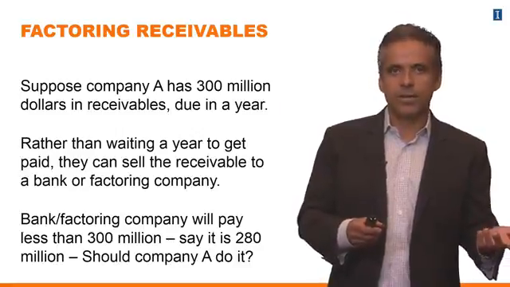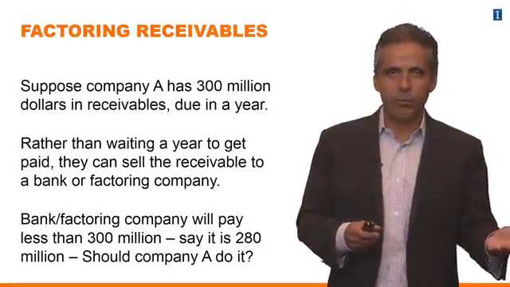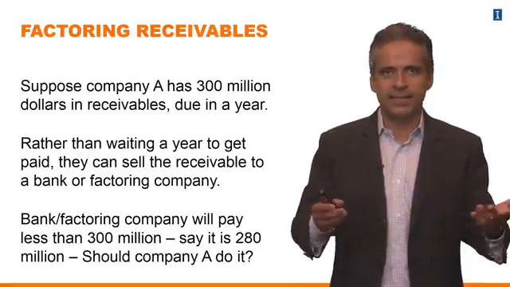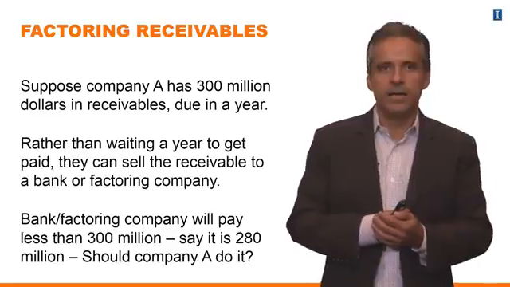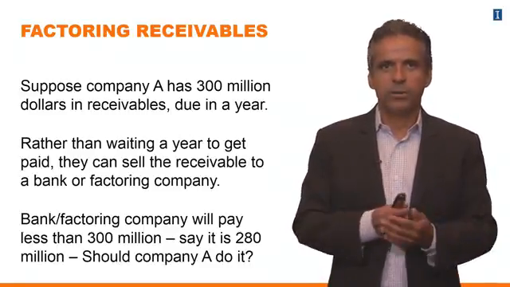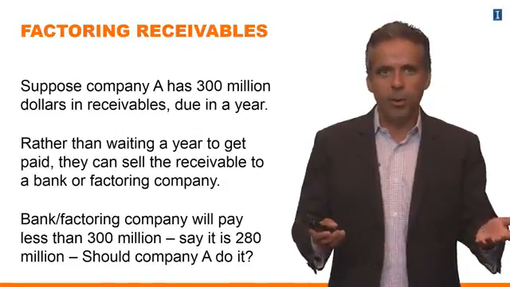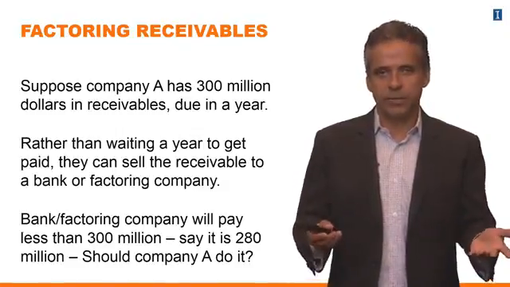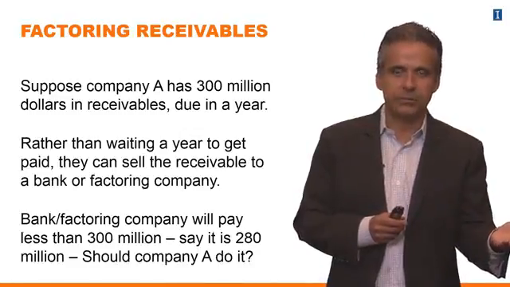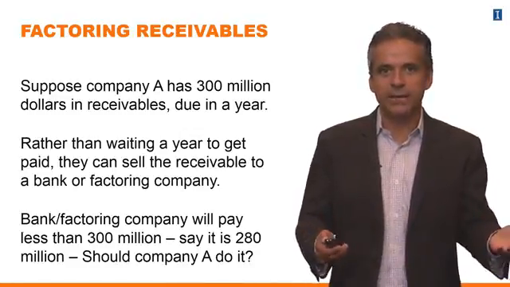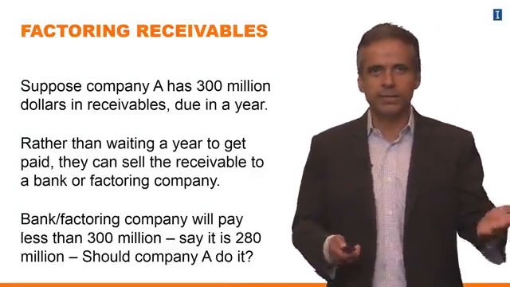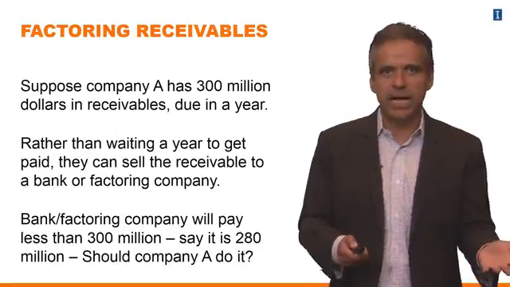Or a factoring company. That's exactly what a factoring company does, which is to buy receivables from companies that have them. So, of course, that's going to have a cost. That's not going to be free. So the bank or factoring company will pay less than $300 million. So you're not going to get the full $300 million. It's a little bit like a discount. Say it's $280 million. Should the company do it? You're going to lose $20 million, but you're going to get the $280 million now.